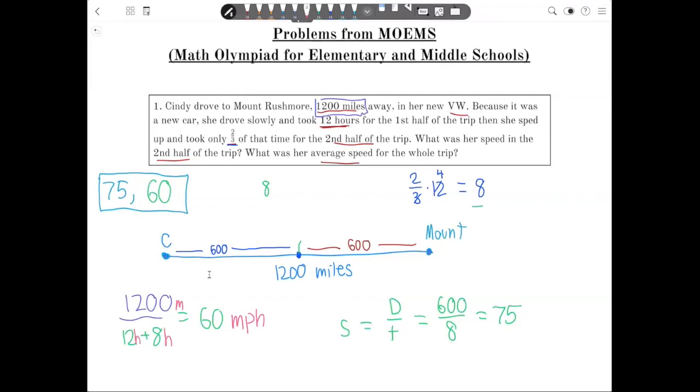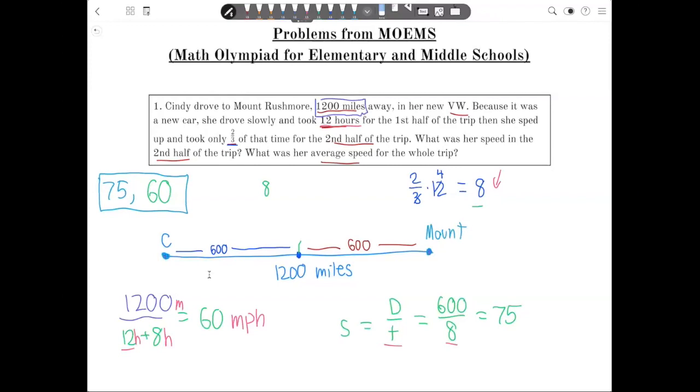So this 1,200 is the total number of miles. There's going to be 12 hours for the first trip, right? 8 for the second trip as we calculated. And then it's just going to be 60. And again, the first part was not that hard. We just do the second half distance divided by the time by calculating here. So are there any questions?